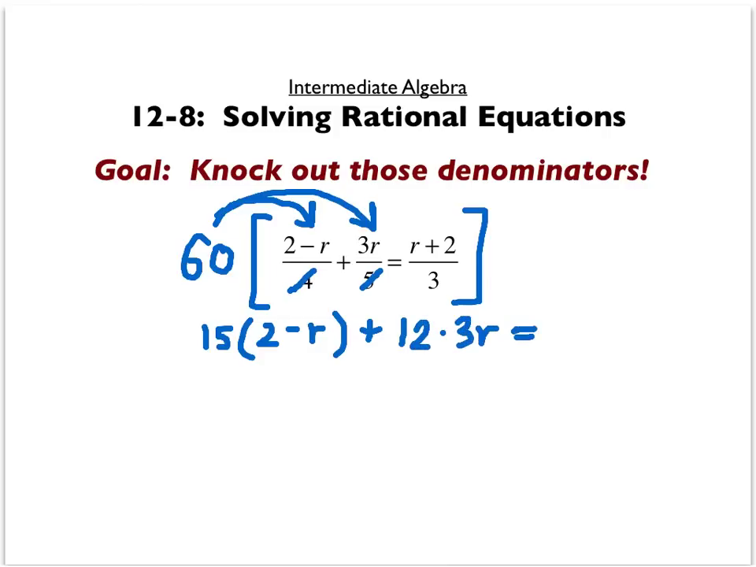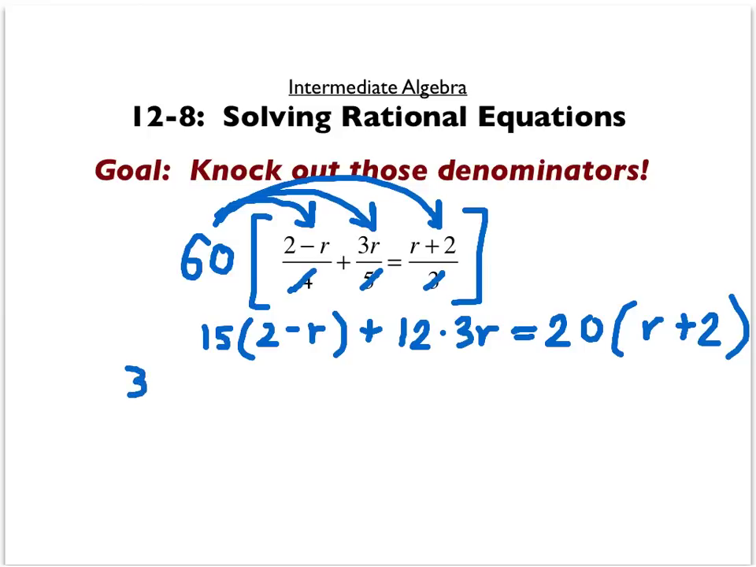And finally, I can't forget about multiplying 60 by this last expression here. And I see that 3 goes into 60 20 times. So I'm going to have 20 times r plus 2. So as you can see, this is kind of involved, but at least now we don't have any denominators to worry about. So now I'm going to keep trying to work on this.